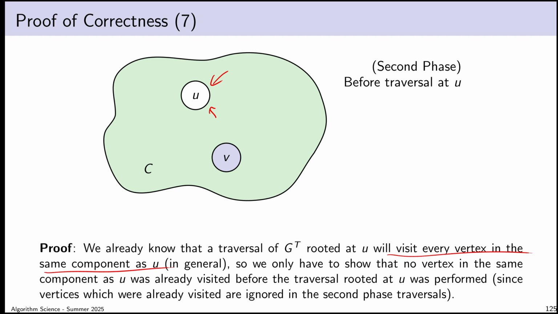What I have to show in this context is that if in the middle of the Kosaraju-Sharir algorithm, I start a traversal at vertex U, there is no way that some vertex in the component has already been visited. That's actually all I have to show, because we know that if I do a traversal in G transpose, starting at vertex U, I will see every vertex in the same component as vertex U. All I have to assure is that none of those vertices have already been captured. None of those vertices have been visited by somebody else. So that's really the only proof I have to write. All I have to show is that no vertex in the same component was already visited before the traversal rooted at vertex U was performed. Because obviously, if V had already been visited, it would be ignored in the traversal from vertex U.